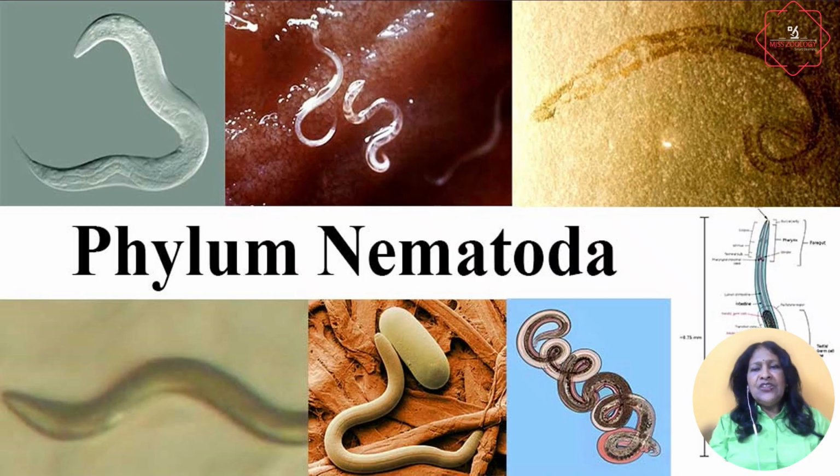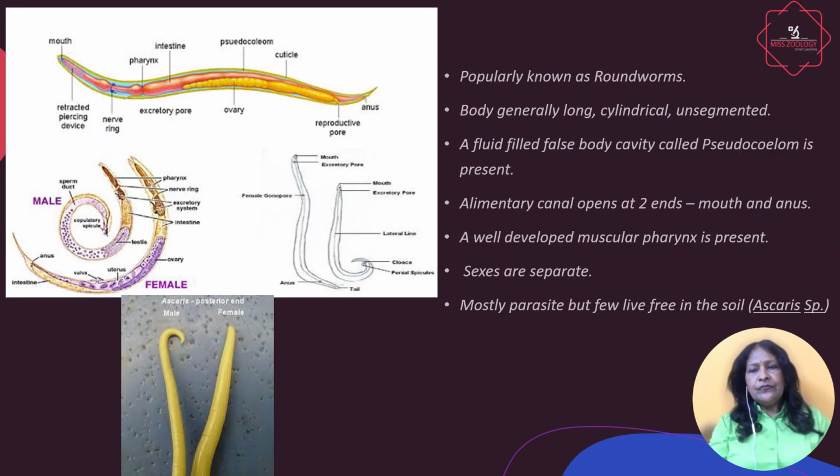Next coming is the phylum Nematoda. This is also a phylum consisting of worms. But what is different about these worms is that these are rounded worms. Their body is long, cylindrical, soft and rounded. Here you can see they are also popularly known as roundworms for their body shape. Their body is generally unsegmented.